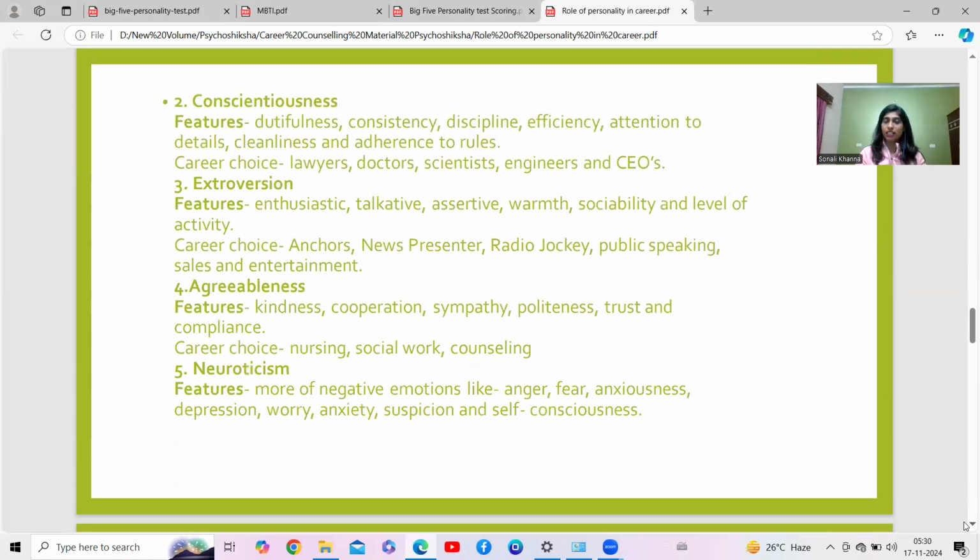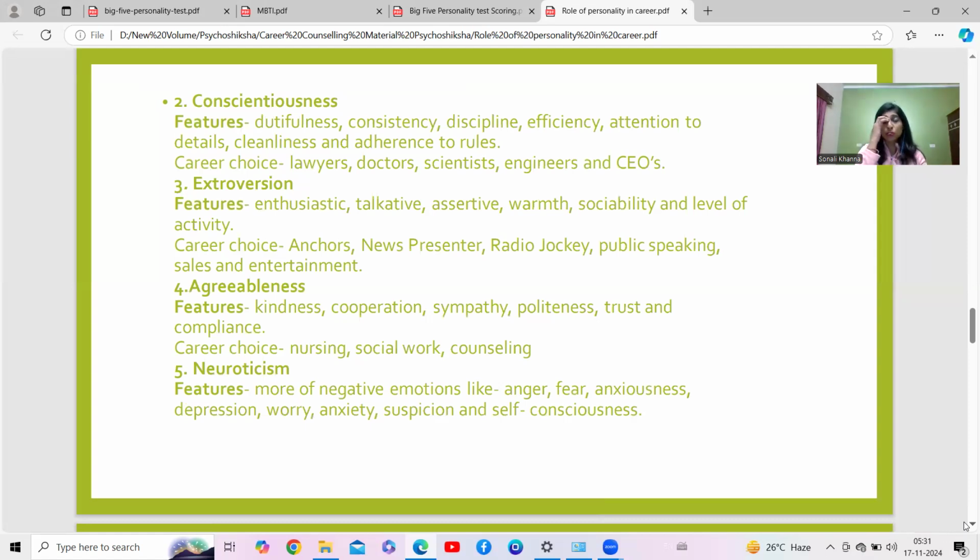The second dimension here is conscientiousness. Conscientiousness involves features of dutifulness, consistency, discipline, efficiency, attention to detail, cleanliness, and adherence to rules. People who are high on conscientiousness are considered to be great leaders because they are dutiful, responsible, and hardworking. All the positive adjectives somehow come under the broad heading of conscientiousness. The career choices for them are lawyer, doctor, scientist, engineer, and CEO.